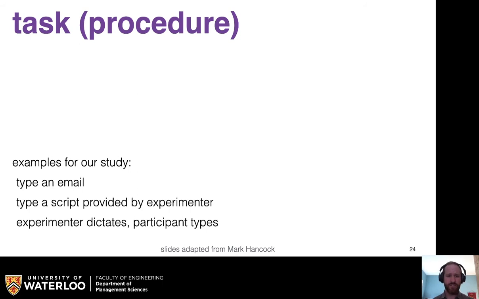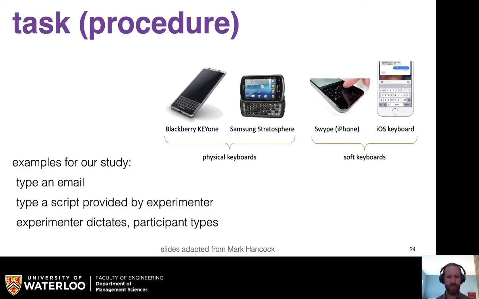So some examples for a study might be typing an email, typing a script provided by an experimenter, or the experimenter dictates and the participant types. Each of these has some trade-offs, and so it depends on whether you want something more naturalistic, like writing an email, or more controlled, writing a script, in which case the text is the same across different interfaces. The experimenter dictating adds another level of complexity.